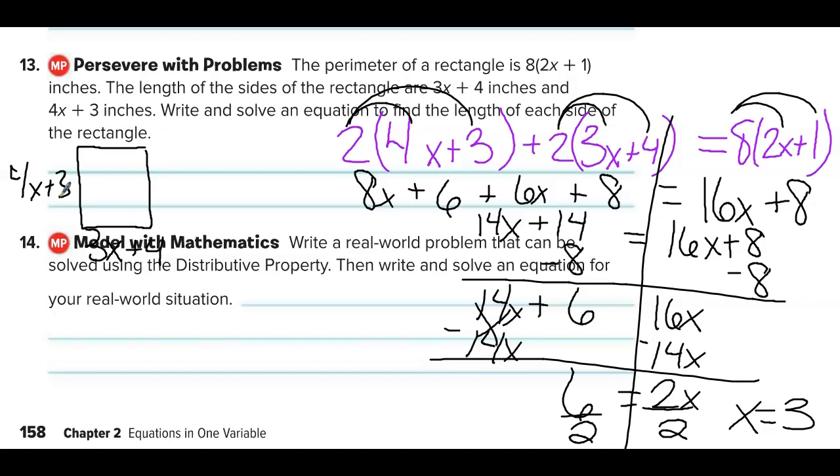With what? 3. Okay, so 4 times 3 plus 3. 4 times 3 is 12. 12 plus 3 is 15. So this one is 15. I know you can't see that bottom one very well, but 3 times 3, and then I'm going to add 4. 3 times 3 is 9, plus 4 is 13. So my answer is 13 inches and 15 inches. Questions?